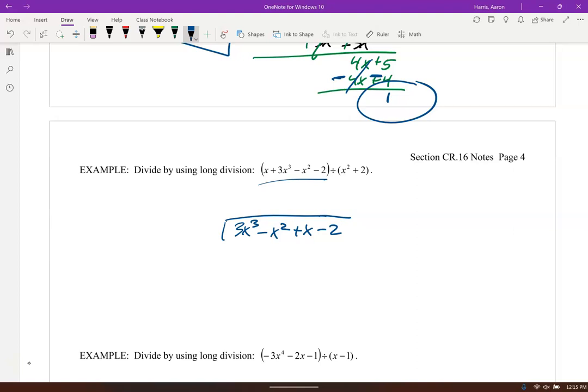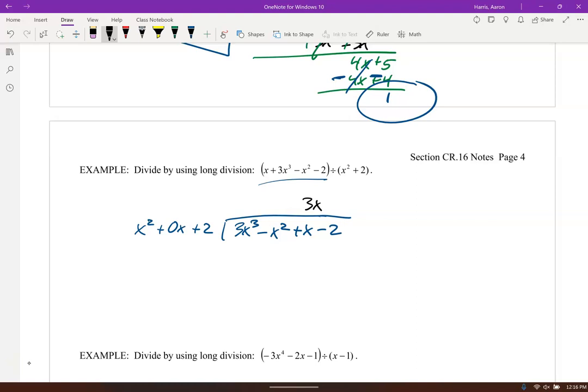You're dividing by, the divisor is x squared, but notice there's no x. I'm going to put in a placeholder. For my divisor, x squared, 0x plus 2, right? Because it skipped the x term, right? And now we're trying to match 3x cubed. So what times x squared gives me 3x cubed? And you say 3x, good. And I put it over the other x.